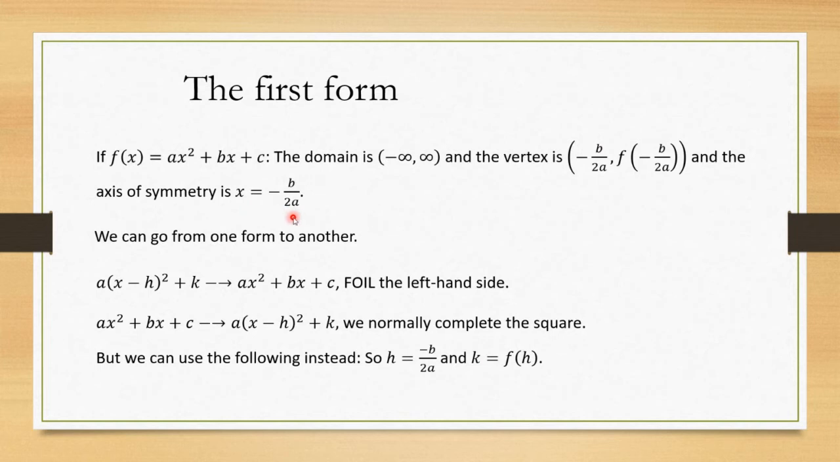So what's nice is that in a sense, you really don't have to complete the square. You can actually get the vertex from this formula. Also, you can actually go from one form to the other.